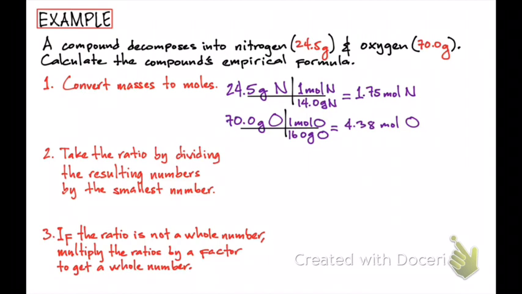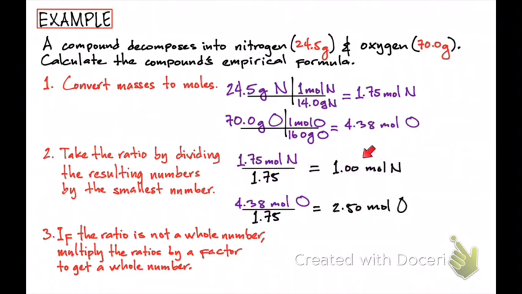So this brings us to the second step, and it tells you over here to take the ratio by dividing the numbers by the smaller number. The smaller number here is 1.75 moles. So we're going to divide both numbers by 1.75, and that gives us 1.0 mole for nitrogen, and 2.50 moles for oxygen.